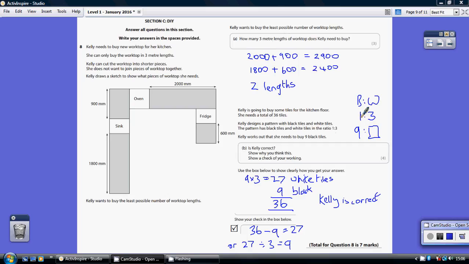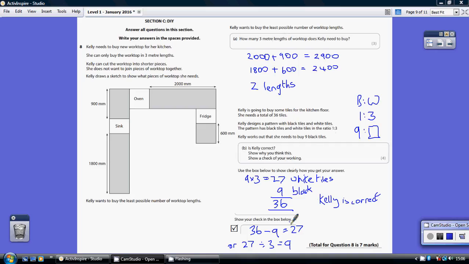Well, look at the ratio. For every one black tile, we need 3 white tiles, 3 times as many. 9 threes are 27. So we need 27 white tiles plus Kelly's 9 black tiles. Altogether, that is 36 tiles, so Kelly is correct. She needs a total of 36 tiles. She only needed 9 black tiles.